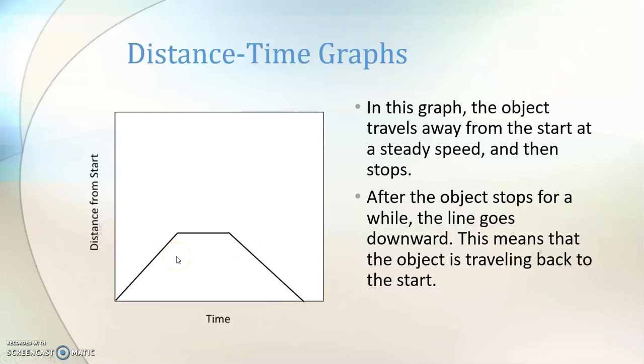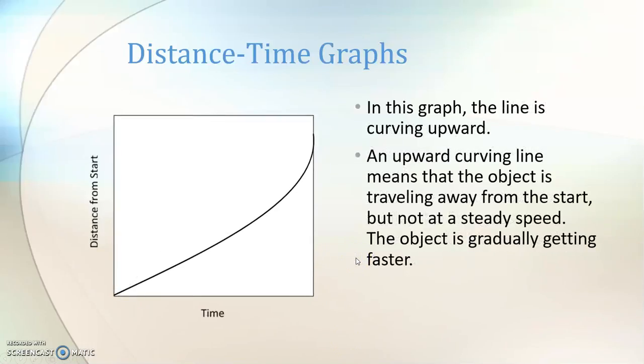And in this graph, the object travels away from the start at a steady speed. Here the line is flat, so it stopped. And now the line's going down back towards the bottom. So this means that the object is getting closer to the starting point. So it turned around and it went back to the start.